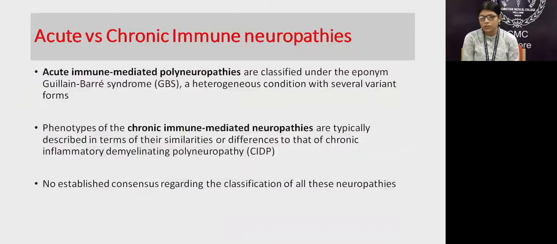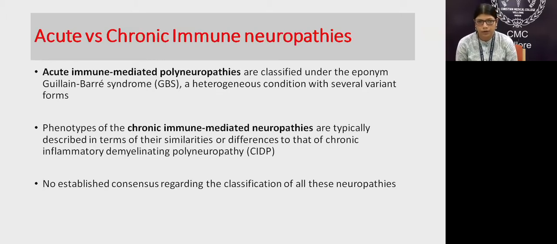So with this background knowledge on neuropathies, we'll talk about the immune-mediated neuropathies. Now, the immune-mediated neuropathies are broadly classified into acute versus chronic, because they have management importance, because management differs in both groups of disorders. So acute immune-mediated polyneuropathies are classified under the eponym of GBS, which is a heterogeneous condition and has several variant forms. So here I want to drive an important point that AIDP is not equal to GBS. GBS is a syndrome under which there are several types of variants, of which AIDP is a variant, AMAN is a variant. So AIDP is not same as GBS. So AIDP comes under GBS.